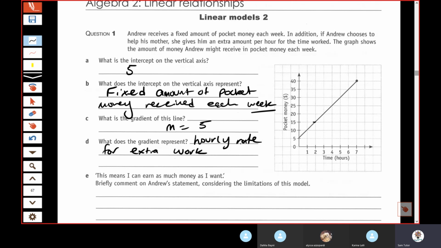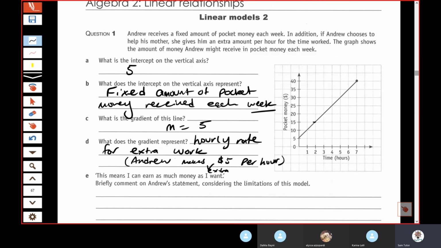Even if you just said, what does the gradient represent? What's his name again? Andrew. Andrew makes $5 per hour. If you wrote that, you would still get the full marks. So that's what we want to say, that Andrew makes an extra, let me write extra here, $5 per hour.